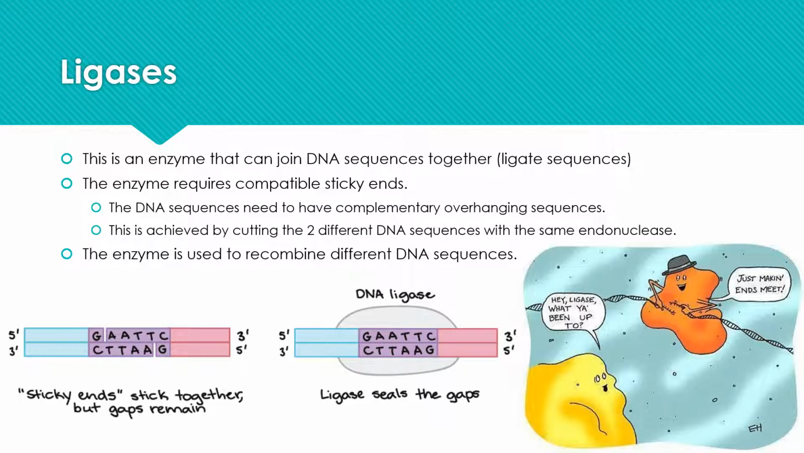So let's talk about our third type of molecular tool in DNA manipulation, and that is ligases. Ligases, or DNA ligase, their job is to act like glue, where your polymerases act a little bit like photocopying machines and your endonucleases act like scissors. Ligases act like glue sticks, basically. And their job is to join DNA sequences together. They're essentially what we would say is they ligate these sequences.